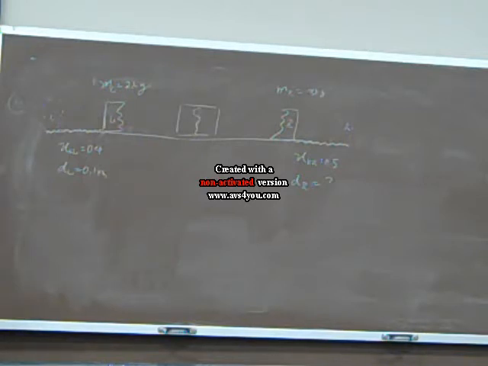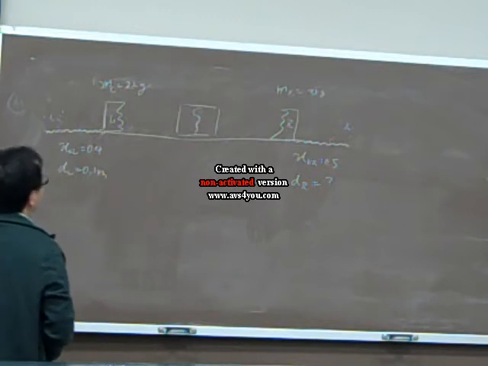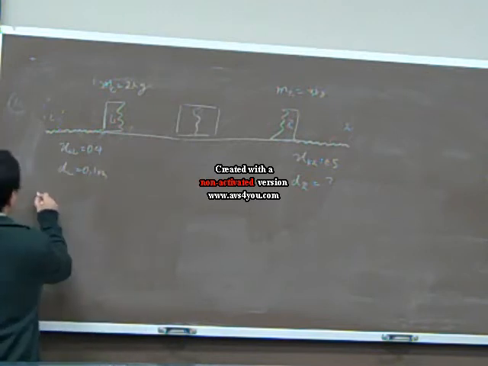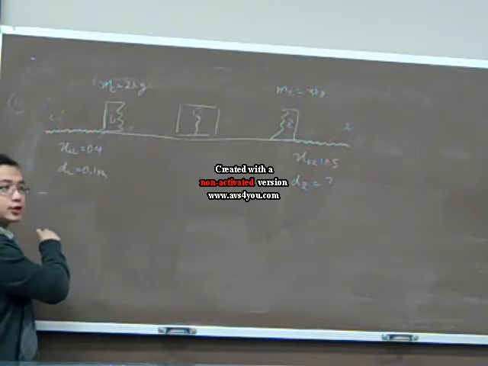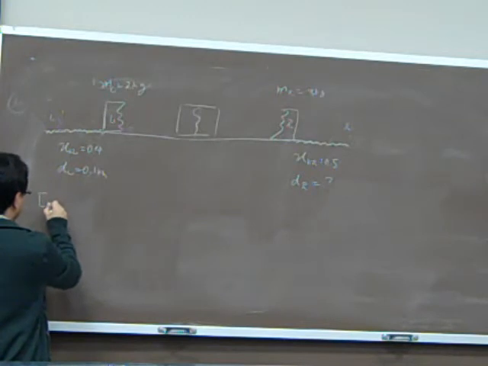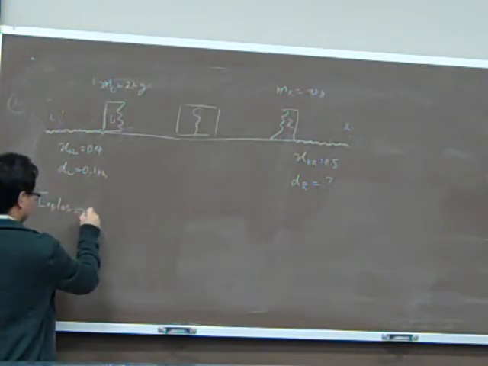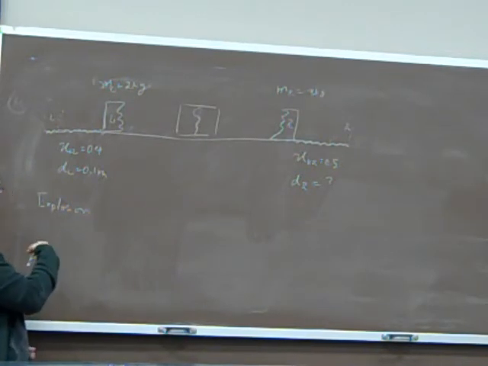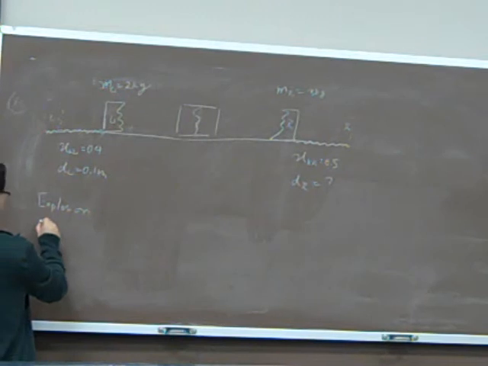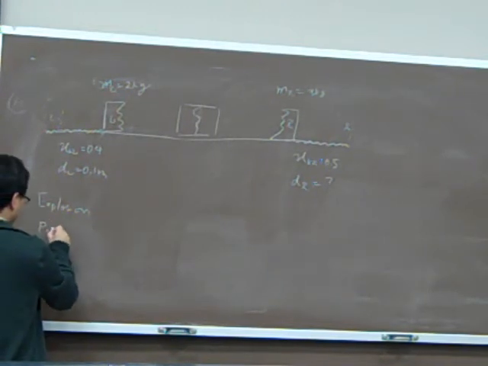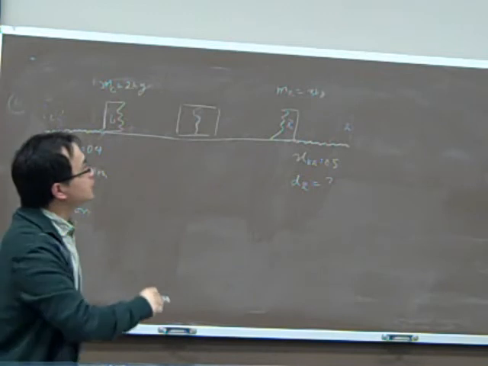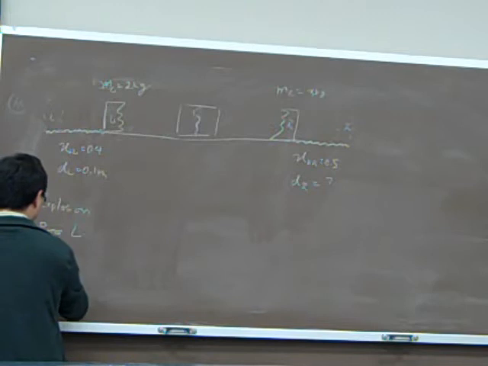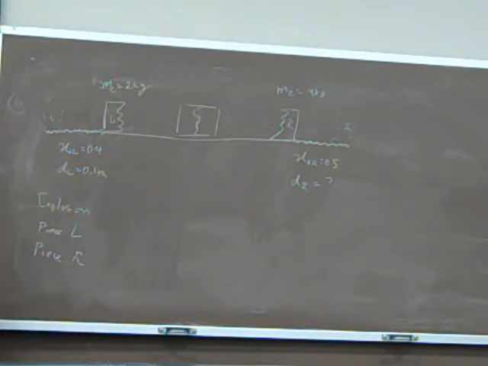Now let's look at this. We have 3 processes we need to consider. First the explosion, then the slowing down and stopping of the left piece, piece L, and then the motion of piece R.